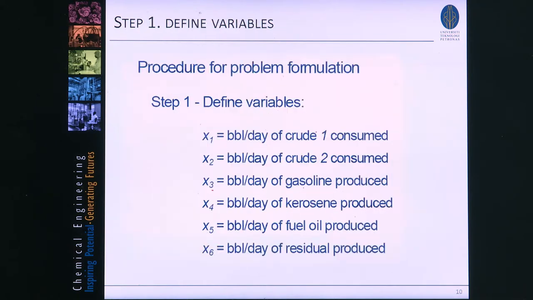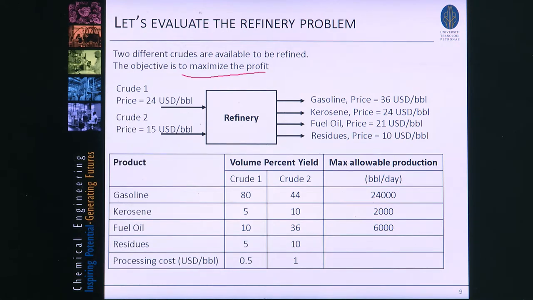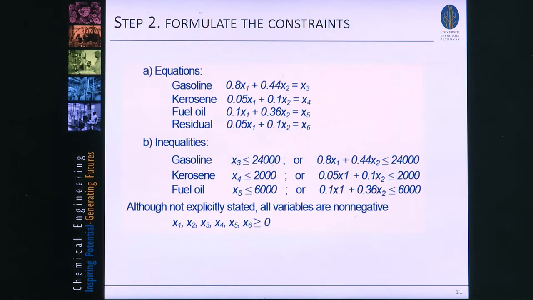For the inequalities, because we have the maximum productions, we go back: maximum gasoline is 24,000, kerosene maximum 2,000, and fuel oil maximum of 6,000. If we put this there, we get 0.8X1 plus 0.44X2 less than or equal to 24,000, and so on and so forth for kerosene and fuel. And we know that all these variables are bigger than or equal to zero.